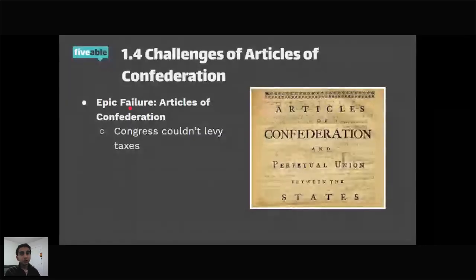And the small states were like, oh well, the big states can give you money. The big states were like, I don't want to give you money. So you can see that if Congress can't levy taxes, then this whole purpose of government is defeated.